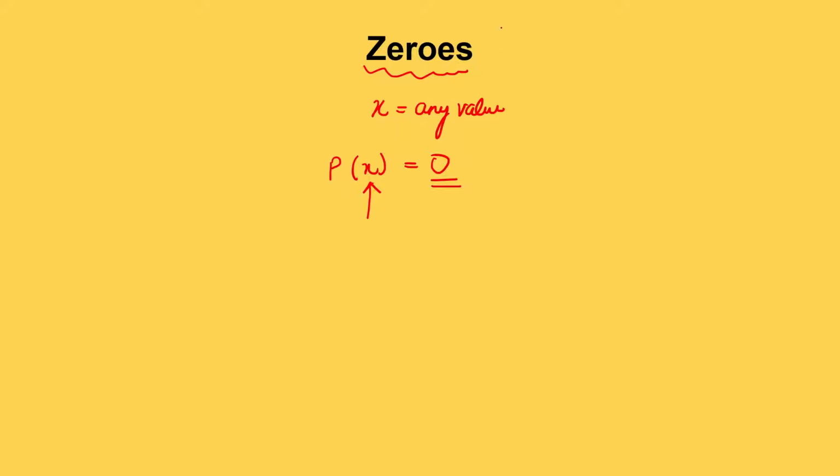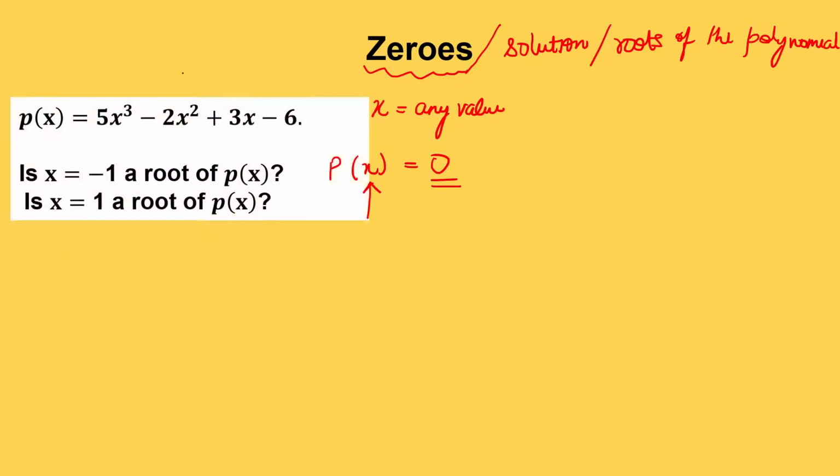We can say it as zeros, we can say it as solution, or we can say it as root of the polynomial. Right? Now, how to check whether the given value is the zero or not? Let's do it with the help of an example. The polynomial is given as 5x cube minus 2x square plus 3x minus 6. Same example. You need to check which one is the root, or you can say zero, of this polynomial.